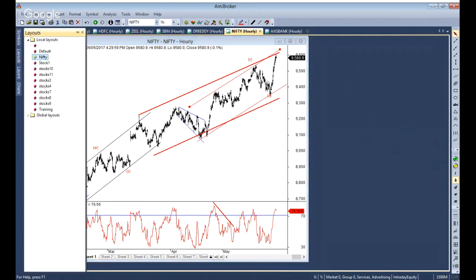So in a nutshell, the overall trend for Nifty has probably now again reversed back from the lows to the positive side. Nevertheless, if someone wants to create a long position, this is not the zone, because it is now approaching near the channel resistance.